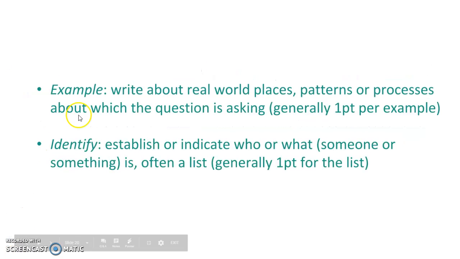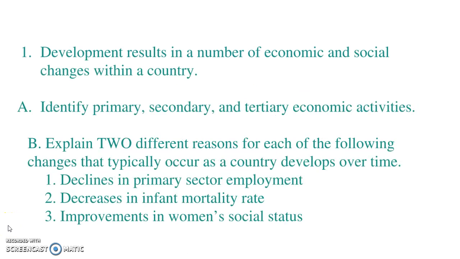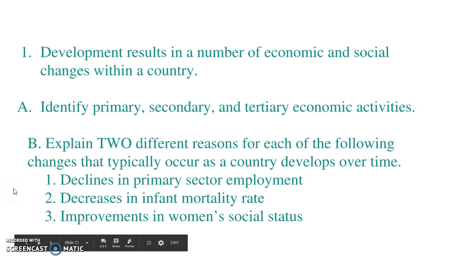Moving on here. All right, so example. Give a real-world place, pattern, or process about which the question is asking. Pretty simple there. Identify, establish, or indicate who or what someone or something is. This is often like a list, not a bullet point list, that's a big no-no. But what you're going to do is identify a couple of different things that might pertain to the question.